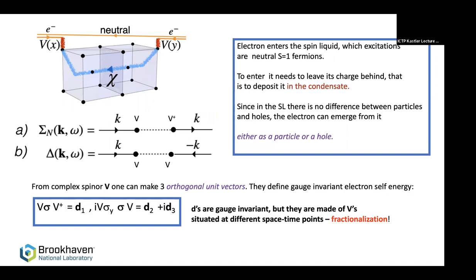The spin of V alpha is not gauge invariant. So in order to discuss rigorously the fractionalized order, we need to look for the gauge invariant quantities. And one of these Z2 gauge invariant quantities is the anomalous part of the electron self energy. So how will it look?